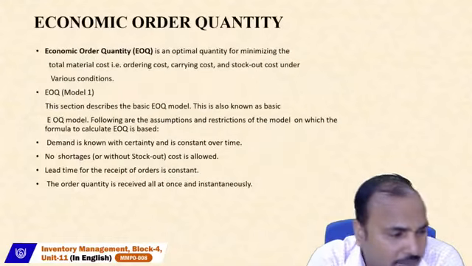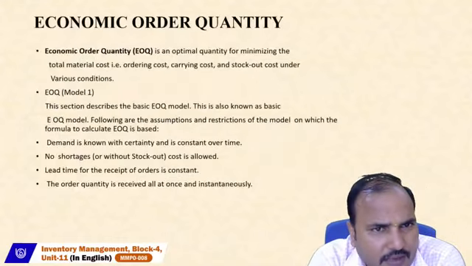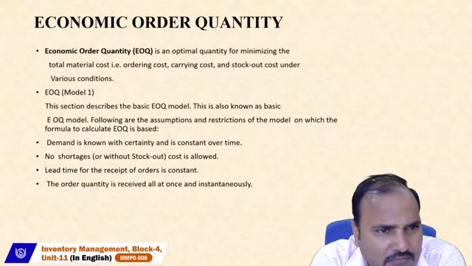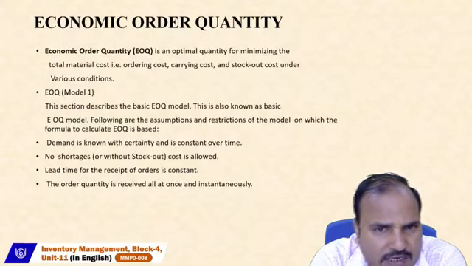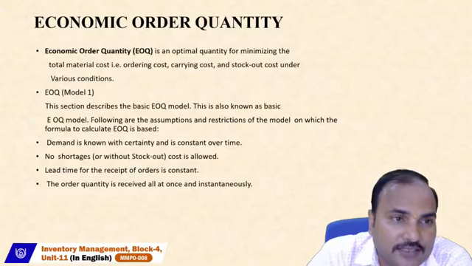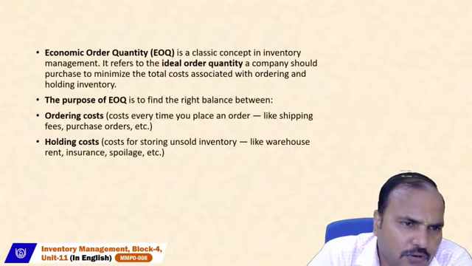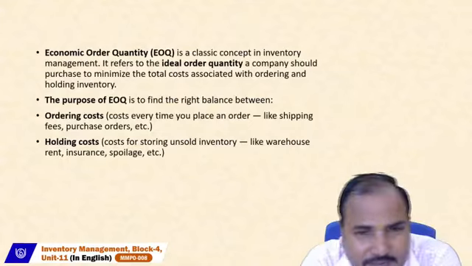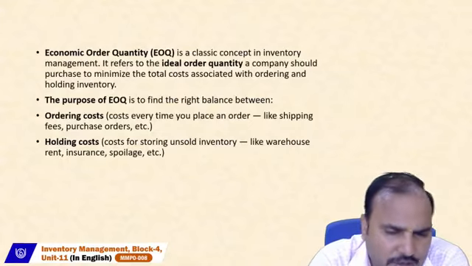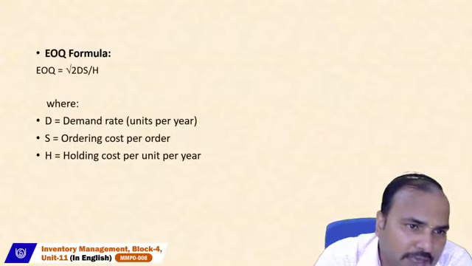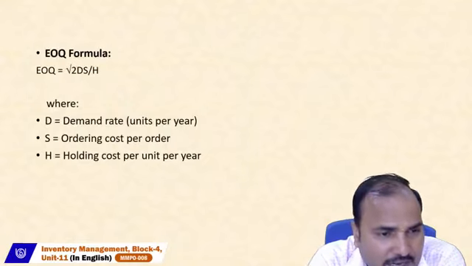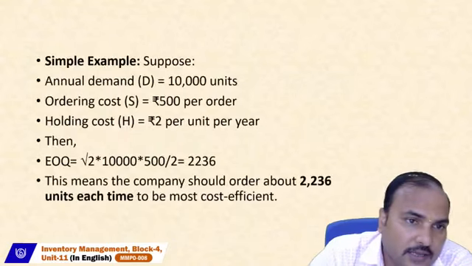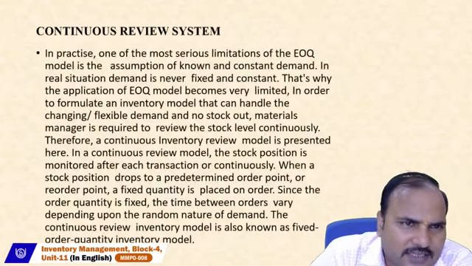Then we have discussed the economic order quantity. It is an optimal quantity for minimizing the total material cost. The total material cost includes the ordering cost, carrying cost, and stock out cost under various conditions. And the purpose of EOQ is to find the right balance between the ordering cost and the holding cost. And the formula for EOQ is root of 2DS by H. Here D stands for demand rate, S stands for ordering cost per order, H stands for holding cost per order. And one problem we have already discussed.